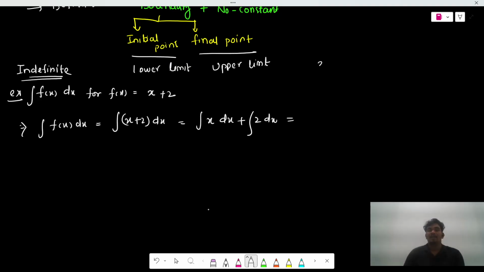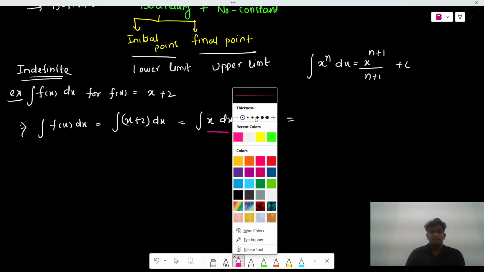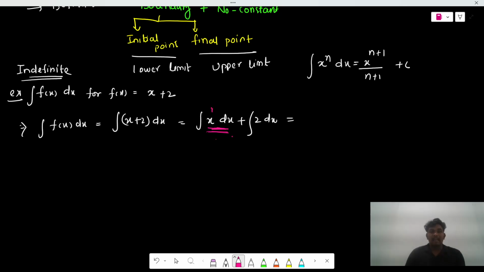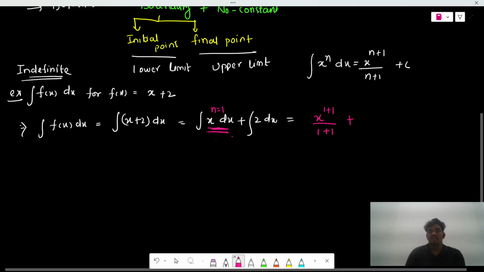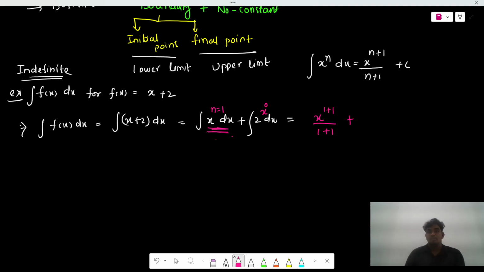There is a standard formula: the integration of x to the power n dx is equal to x to the power n plus 1 divided by n plus 1, plus c. So here in this part, n is equal to 1. So I can say x to the power 1 plus 1 divided by 1 plus 1. Here, there is no x in the second term, so I can say x to the power 0. Here, 2 is a constant, so 2 will be here, and x to the power 0 plus 1 divided by 0 plus 1, plus c. c is a constant.